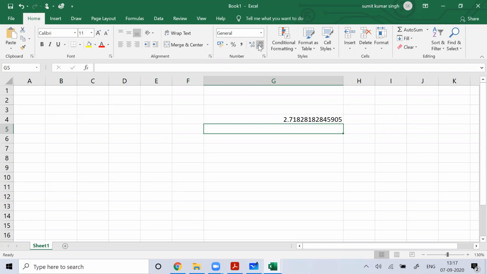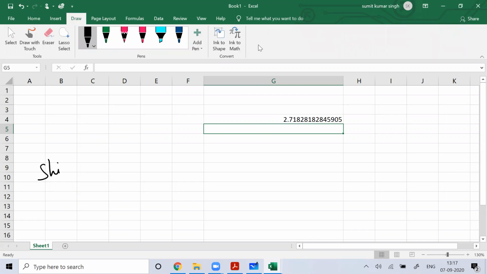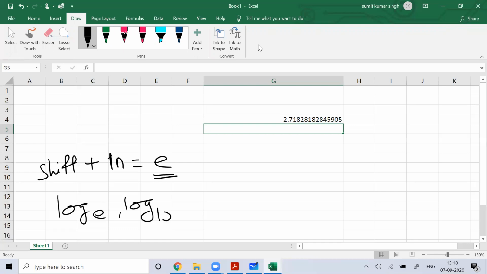In a scientific calculator, if you press shift and then ln, you will get e. It is the inverse of the logarithm. When we study log, we normally use either base 10 or base e. The inverse of the natural logarithm is basically e.